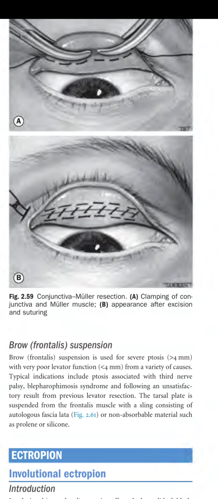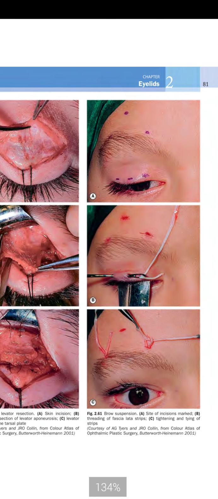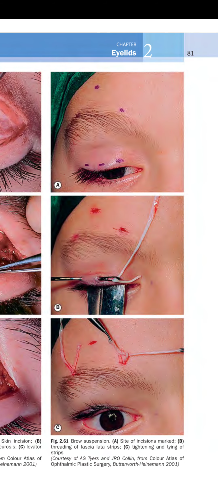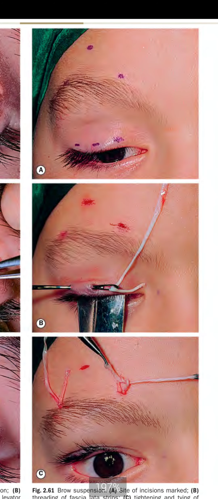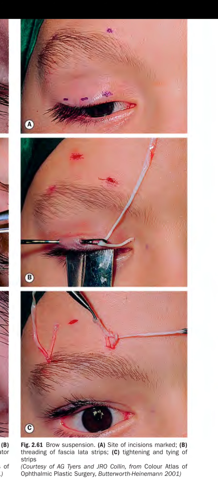So typical indications include ptosis associated with third nerve palsy, blepharophimosis syndrome, and following an unsatisfactory result from a previous levator resection. The tarsal plate is suspended from the frontalis muscle with a sling consisting of autologous fascia lata or non-absorbable material such as Prolene or silicone. So basically you suspend the tarsal plate from the frontalis muscle with the sling, which can be fascia lata, Prolene, or silicone. This will help us to retract the eyelid with the function of the frontalis.